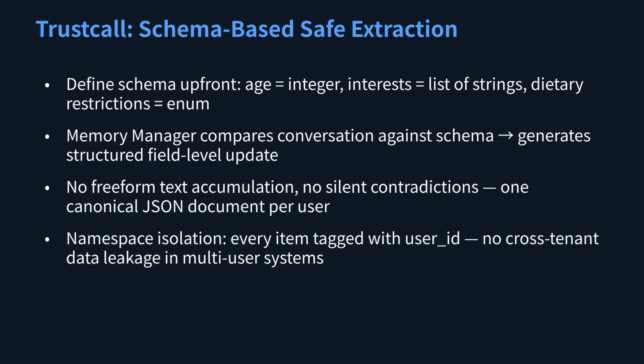LangMem's answer is something called Trustcall, a type-safe memory extraction mechanism. You define a schema up front using Pydantic, Python's data modeling library. User age is an integer. Interests are a list of strings. Dietary restrictions are an enum. When a new conversation comes in, LangMem's memory manager compares it against the existing schema and generates a structured update.